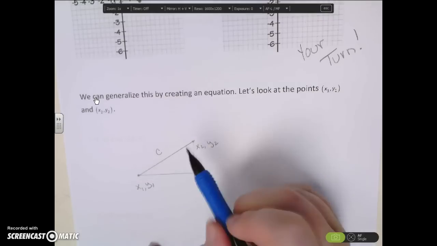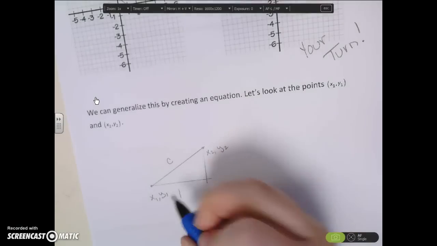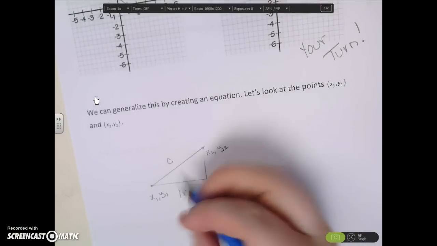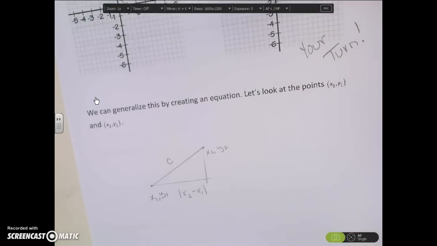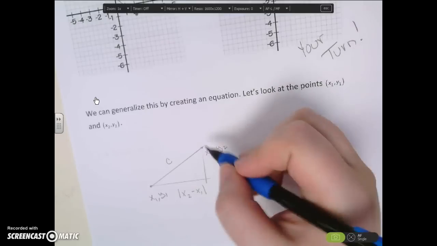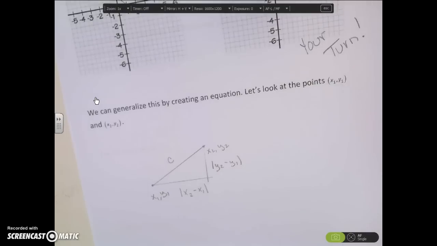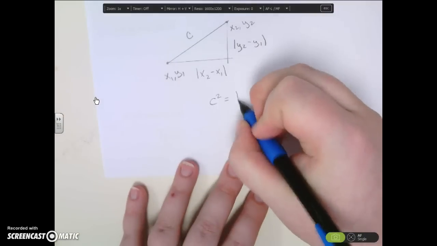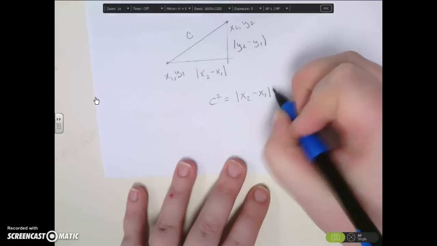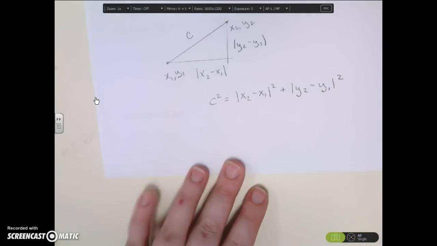This is the distance. To get the length of this side, well, that's the absolute value of the difference between the x values. That's the length in the x direction. x2 minus x1. To get the vertical length, well, that's the difference in the y direction. So it's just y2 minus y1. So if we write our formula out now, we've got that c squared equals the absolute value of x2 minus x1 squared plus y2 minus y1 squared.